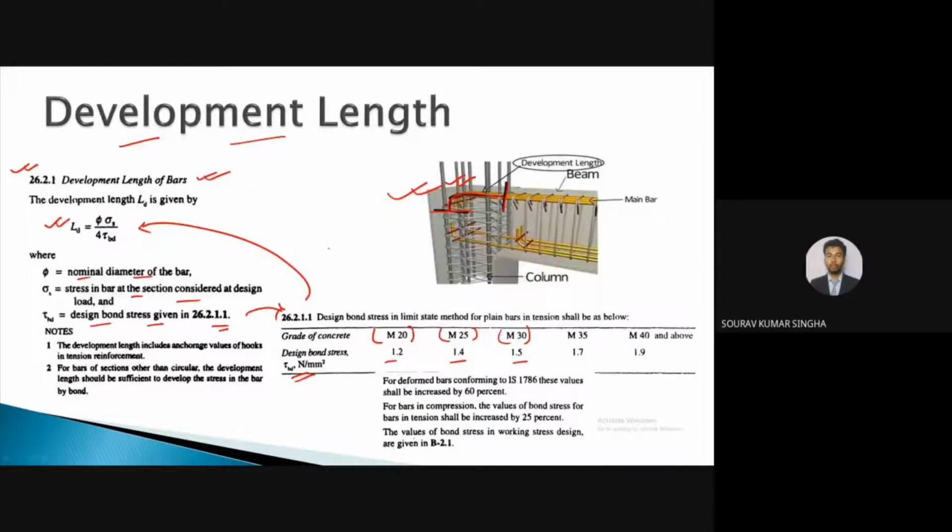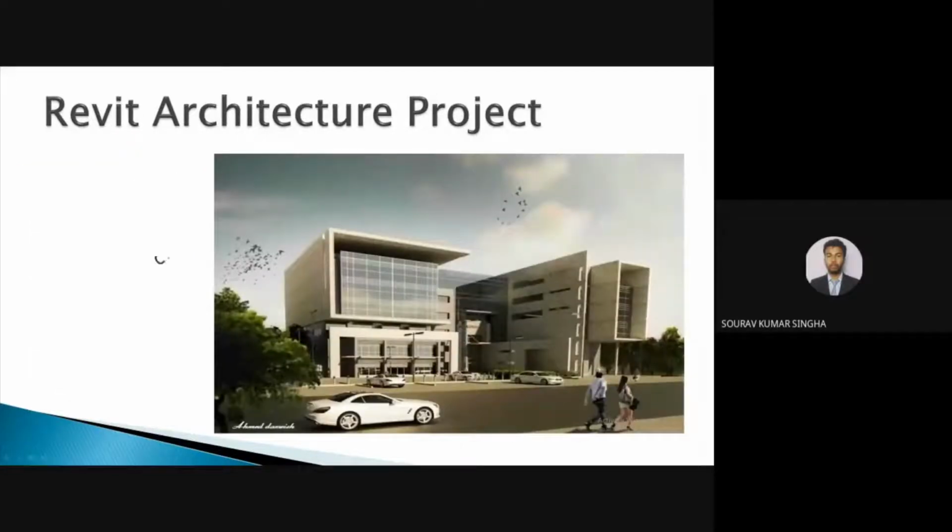So the development length, you already know, I have already shown this slide. This is a sample project produced by the Revit architecture project, and in Revit architecture you can see this kind of project can be done. Under Revit there are various parts, that means Revit architecture, Revit structure, and Revit MEP, and building information modeling. Many things can be done using the software Revit. But yeah, this is a sample project.